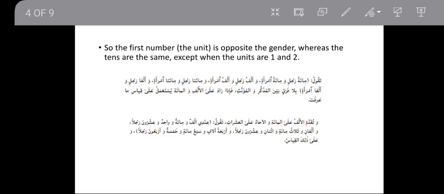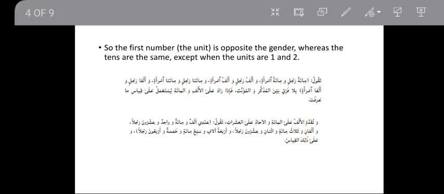And this is the same with alf. You say alfu rajulin or alfu imra'atin, and then to say 200, you say mi'ata rajulin or mi'ata imra'atin. It doesn't change in terms of gender. You say alfa rajulin and alfa imra'atin. And you'll notice how you don't say alfani or mi'atani because it's mudaf and the noon drops. So you don't distinguish between masculine and feminine here.